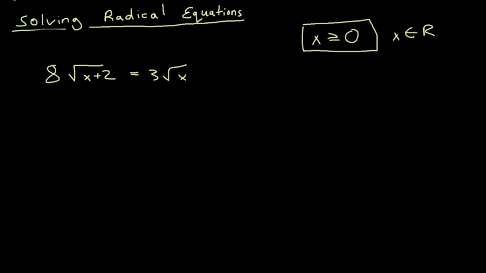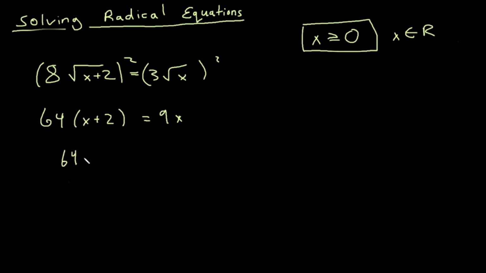Alright, let's clear this up and let's start solving. So, we know that x has to be greater than or equal to 0. Once again, we need to get rid of both of our roots, so we'll square them both. So we'd have 64 times x plus 2 is equal to 9x. Now, just like we mentioned before, make sure you're using the distributive property correctly on both of these terms. So we'd simplify this to 64x plus 128 equals 9x.